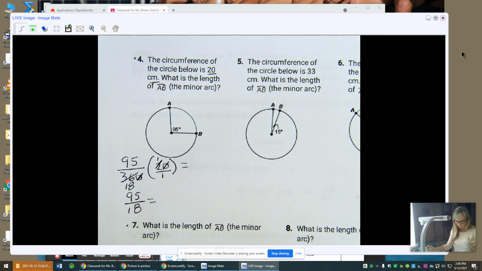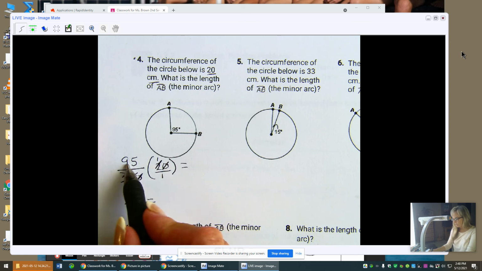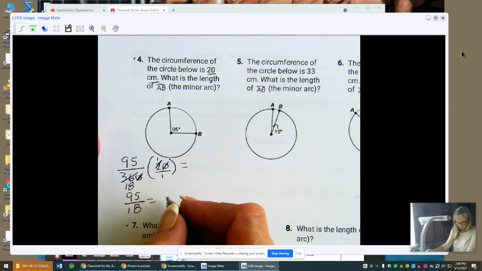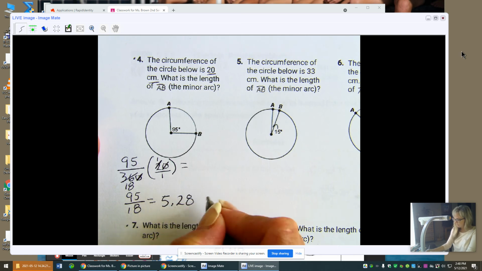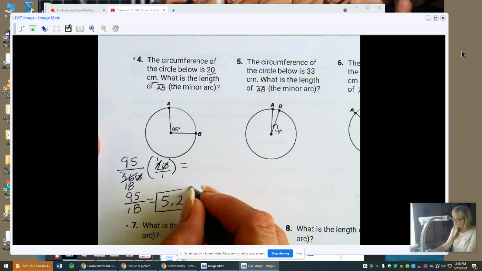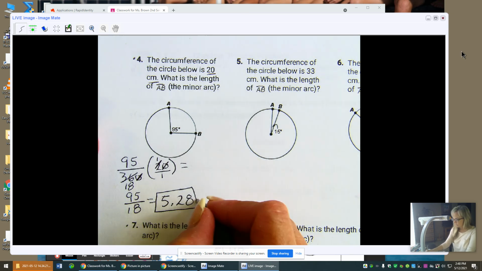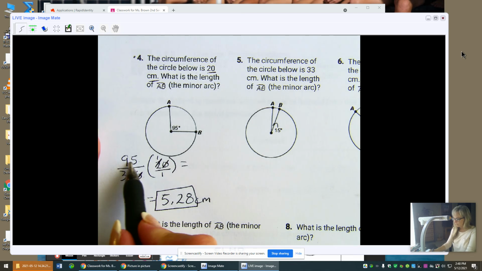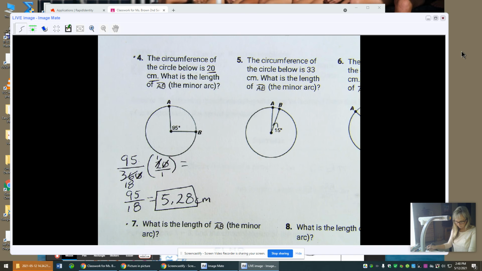And then it becomes calculator work. And again, since it's calculator in the end, you could have just multiplied straight across and then divided by 360. But I think my habit is to just try and simplify a little bit. So this comes out to 5.2777, and it continues, and we'll round it to 28. The arc length is 5.28 centimeters. I should have put centimeters there. Okay? Again, you could have just multiplied 95 times 20, then hit divide by 360, and you'd get the exact same answer.